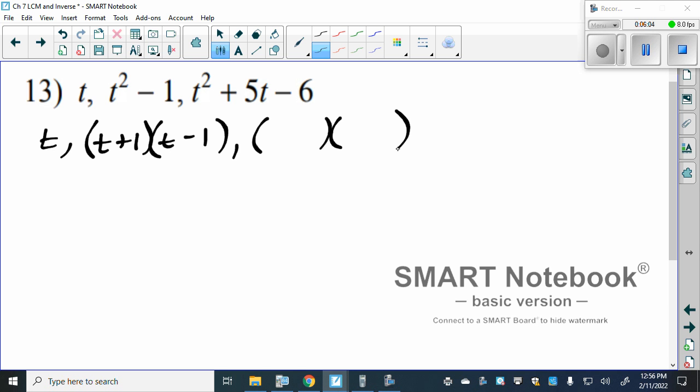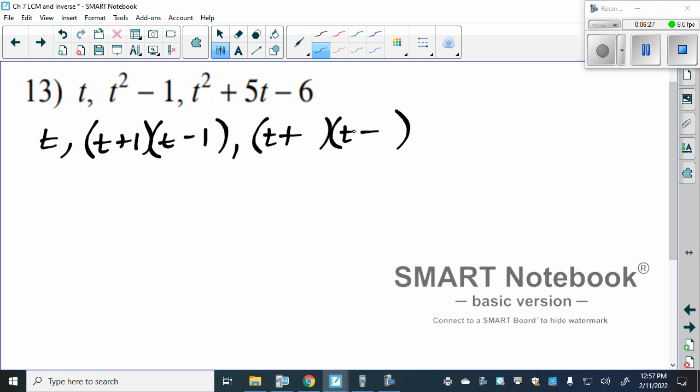Now it does work out that t squared plus 5t minus 6 does factor. The negative 6 tells us that the signs are going to be opposite. One's going to be positive, one's going to be negative. The factors of t squared are t and t. So we have 2 and 3 or 1 and 6 for the factors of 6.